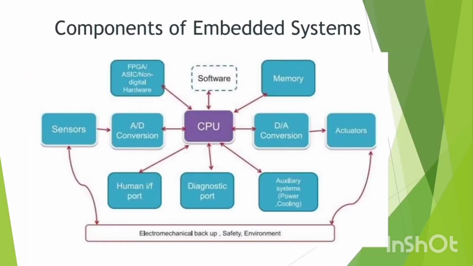Let's see the components of embedded systems. These components include CPU, sensors, analog to digital converters, digital to analog converters, actuators, input output ports, and memories like RAM, ROM, etc.